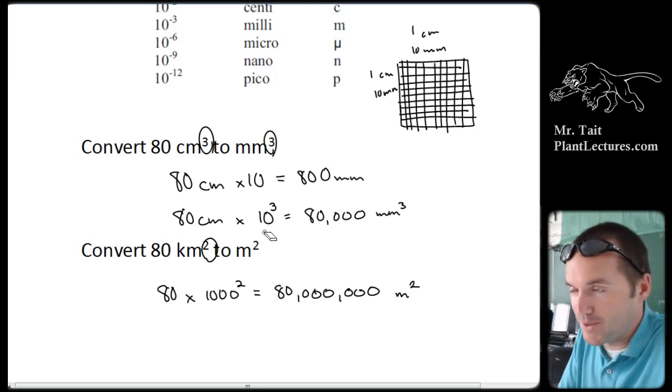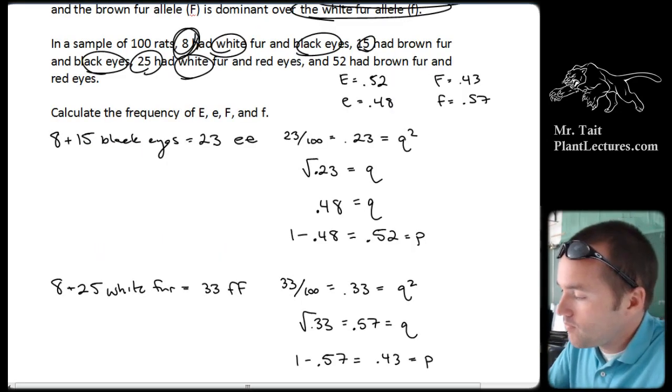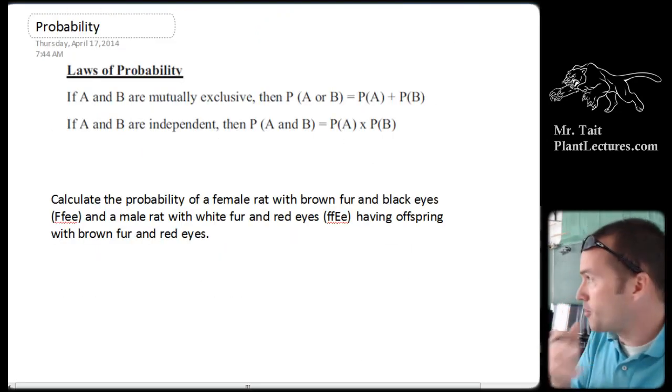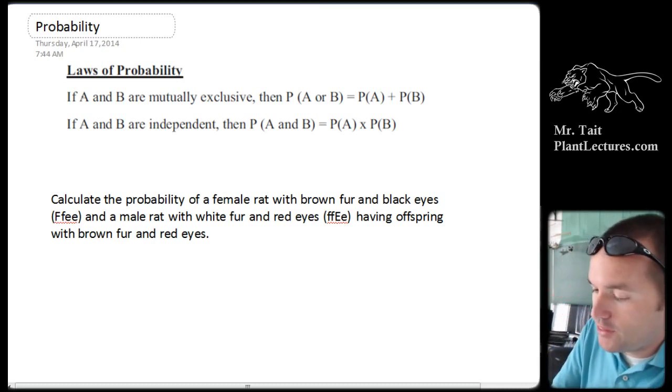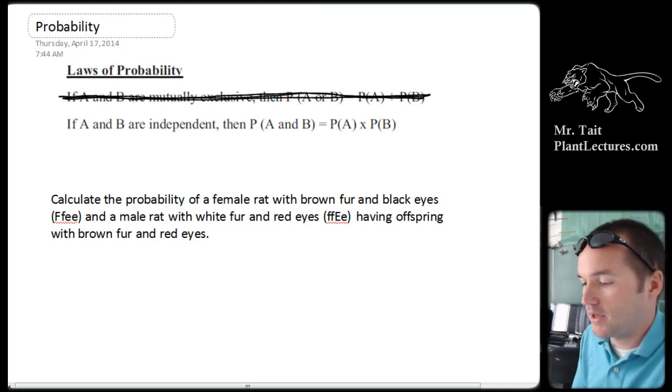10 times 10 times 10. But yeah, you get the idea, right? So you do it 3 times. Make sense? All right. So, easy enough. Laws of probability. You will not need to use this one. This is for mutually exclusive events, and we don't really deal with those in biology.